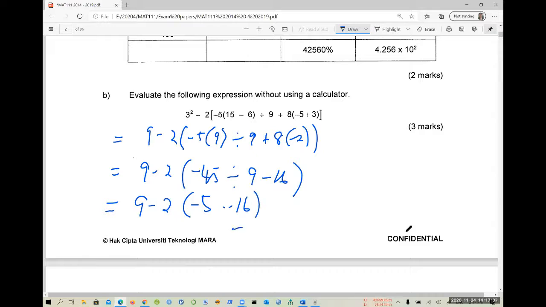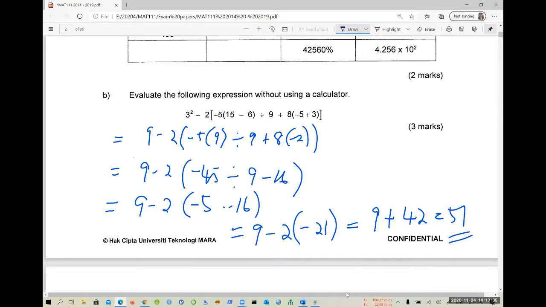So this gives you 9 minus 2 times negative 5 and negative 16. You get this to be negative 16 plus 5, you get 21, right? So this gives you 9 plus 42. So you get this to be 51.